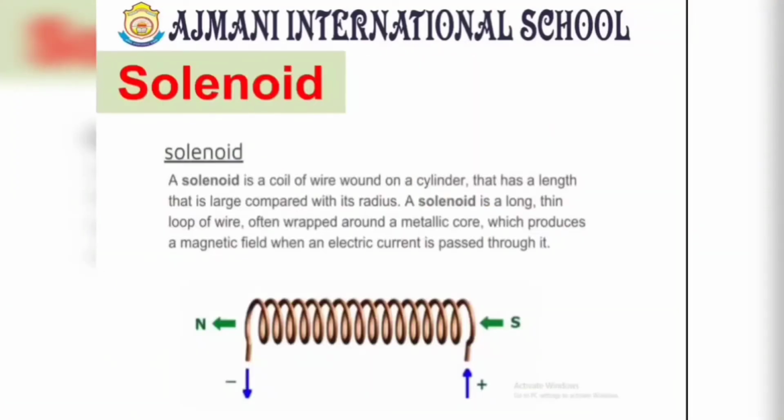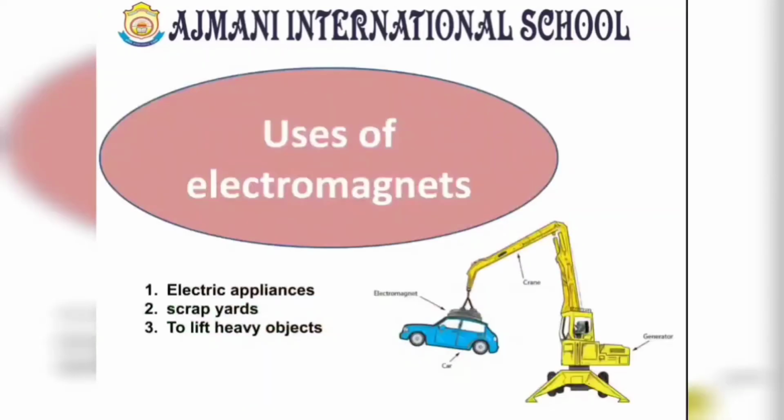What is a solenoid? A solenoid is a coil of wire wound on a cylinder that has a length that is large compared with its radius. We can also say that a solenoid is a long wire that has been wound many times in a tight coil around a hollow or solid core. It is cylindrical in shape and it is often used as an electromagnet. So let's see where these electromagnets are used.